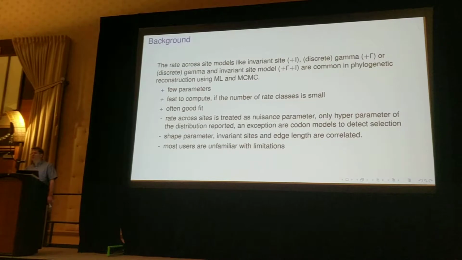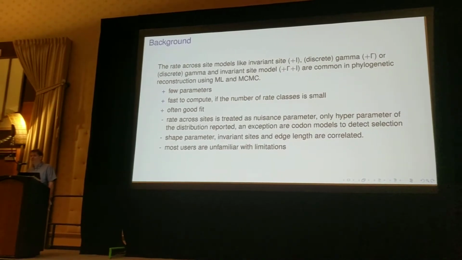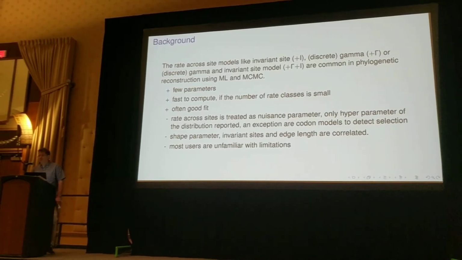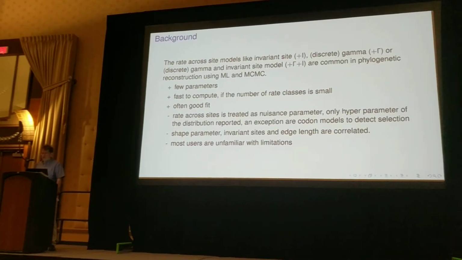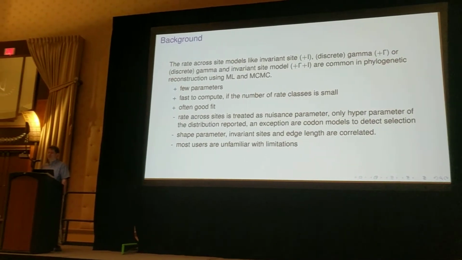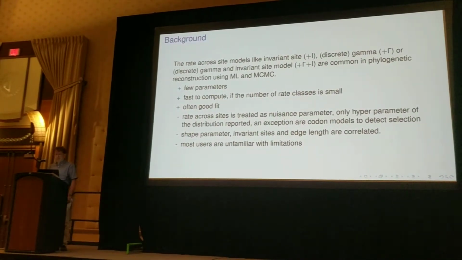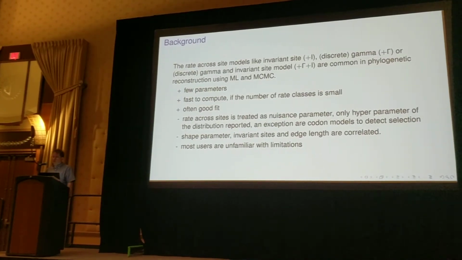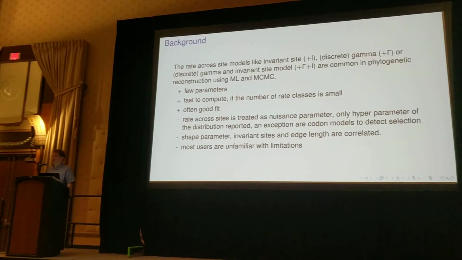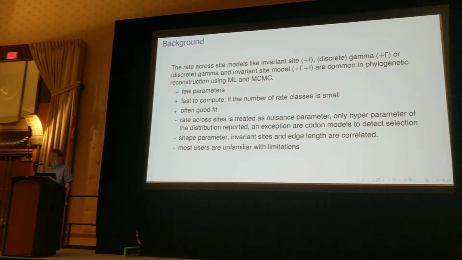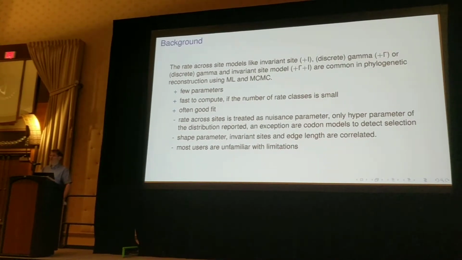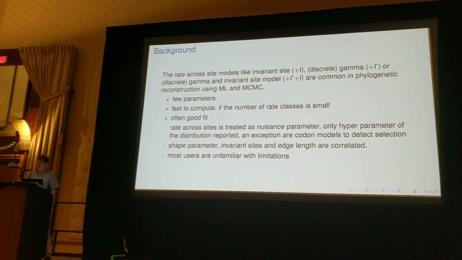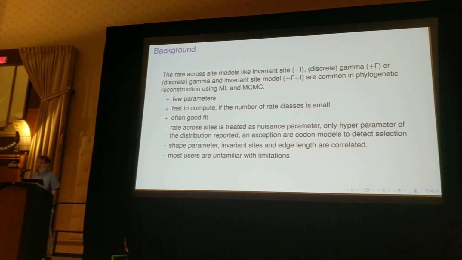With the rate across site models, we're usually not really interested in them. We are actually interested in the topology and maybe the edge lengths, but the rate across site models are really used as hyperparameters. There's maybe some exception, if you look at codon models and at which sites are under positive or negative selection, but if you estimate a GTR plus gamma plus I model, you're usually not really interested in the parameters of the gamma plus I.